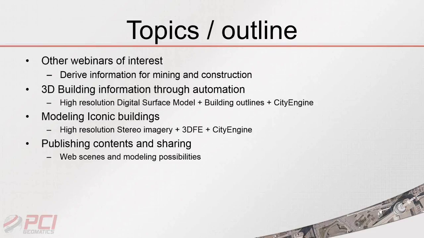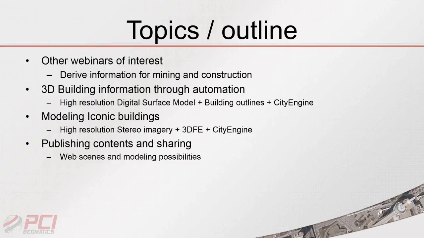After that, we're going to talk a little bit about two different approaches to derive building information. So the first approach we're going to look at is a combination of Geomatica and stereo imagery to derive a digital surface model, or a DSM. Once we add the DSM to the building outlines and we bring those into CityEngine, we can automatically generate 3D buildings using procedural rules, and Jeff Taylor, who's on the line, is going to be showing that.